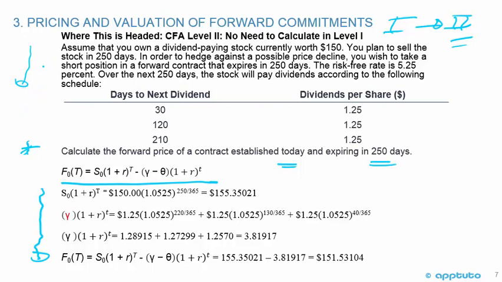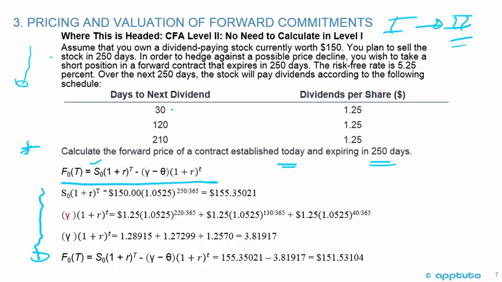Assume that you own a dividend-paying stock currently worth $150. So that's the spot price, $150. You plan to sell the stock in 250 days. In order to hedge against the possible price decline, you wish to take a short position in a forward contract that expires in 250 days. The risk-free rate is 5.25%. Over the next 250 days, the stock will pay dividends according to the schedule.